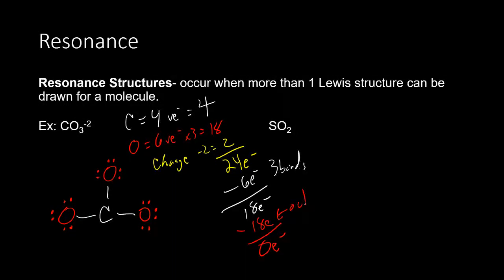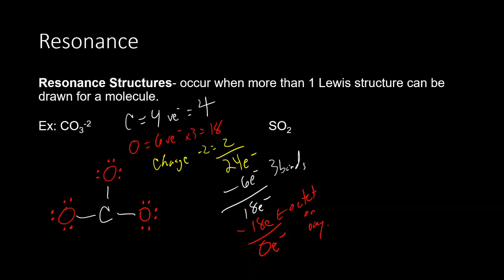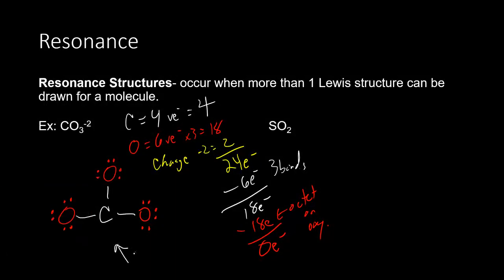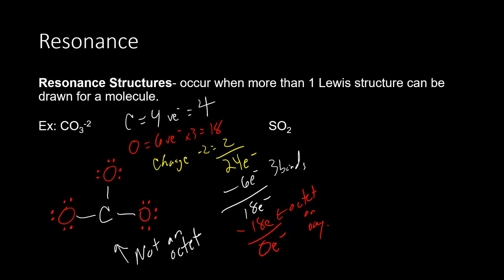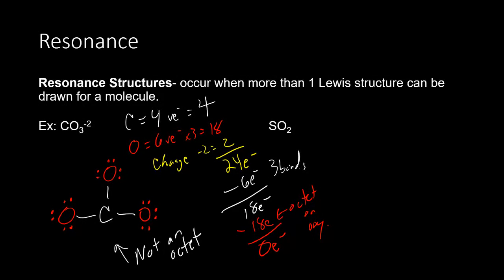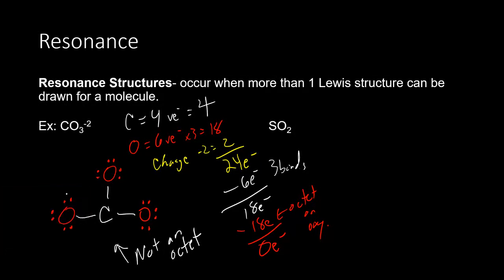So this was the octet on oxygen. And again, carbon does not have an octet. Because it doesn't have an octet, one of these oxygens has to double bond, and it could be any of the 3 oxygens. One of these oxygens has to give up its 2 electrons. Since it could be any one of them, that's what makes it a resonance structure.